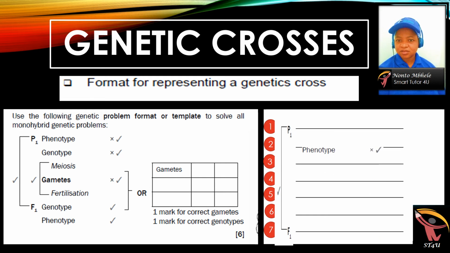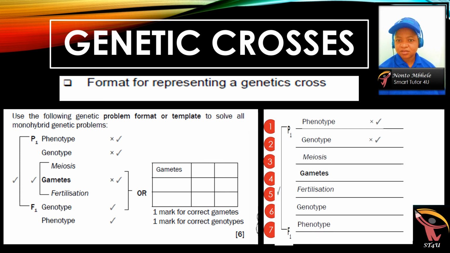And then what's next? The next thing you do, you write the phenotype. Always start with the phenotype. You can start with the genotype, but in order not to get confused, start with the phenotype. Just use this format. You write the phenotype, which is the physical appearance of something. It's always easier to start with that one. Secondly, the genotype. Thirdly, the meiosis. Fourth line, gametes. Fifth line, fertilization. Sixth line, genotype. And the last line, phenotype.